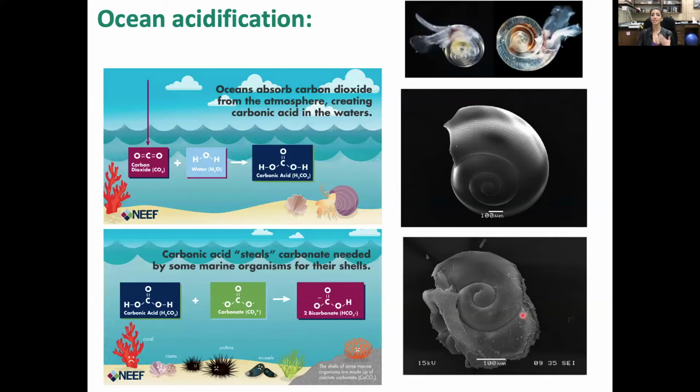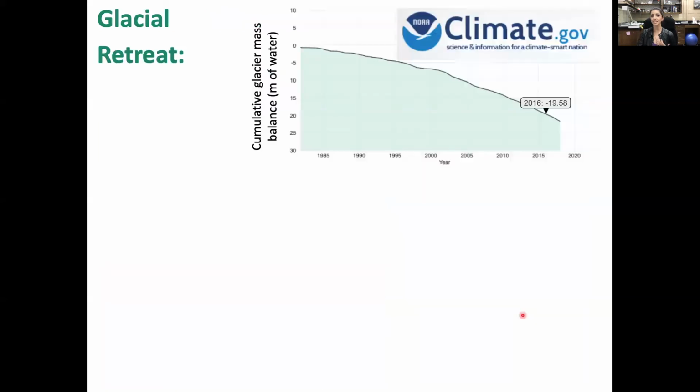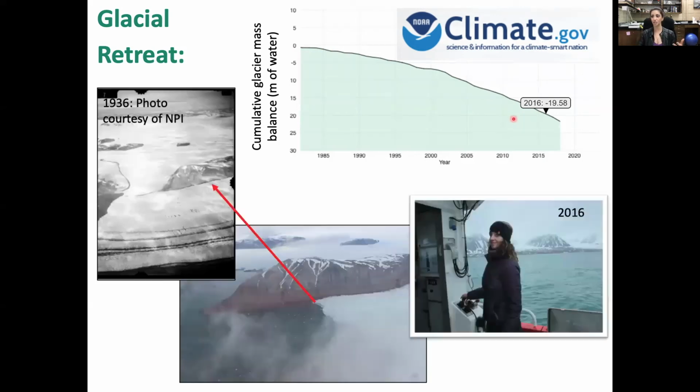Something else we need to think about with the carbon cycle and climate change is glacial retreat. Here we have, from about 1980 to today, the cumulative glacier mass balance in meters of water. We can see over the decades that we have done nothing but lose glacial mass. This means that glacial extents have retreated so much that previous islands in the Arctic that were inaccessible, you can just take a boat right up to.